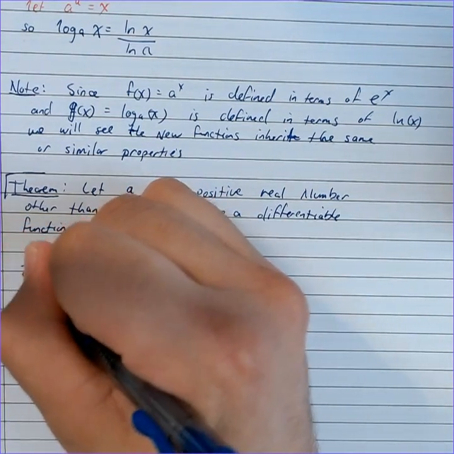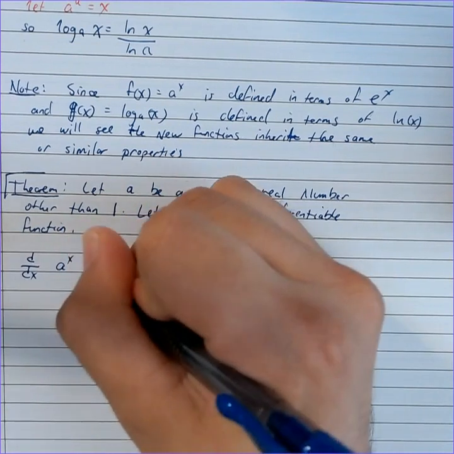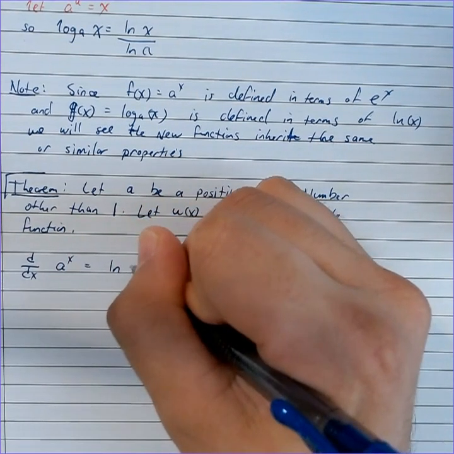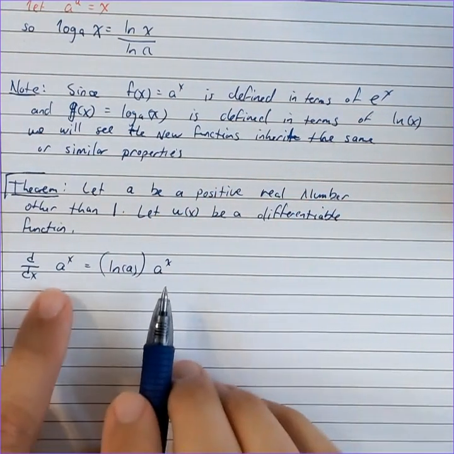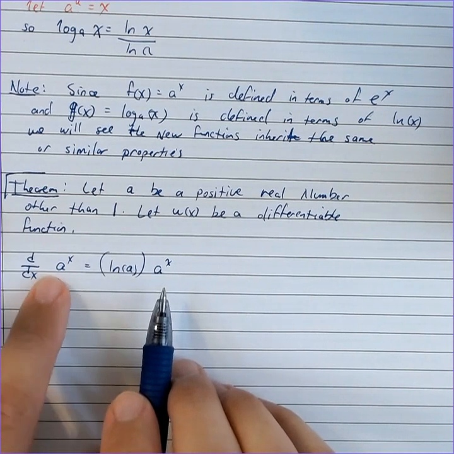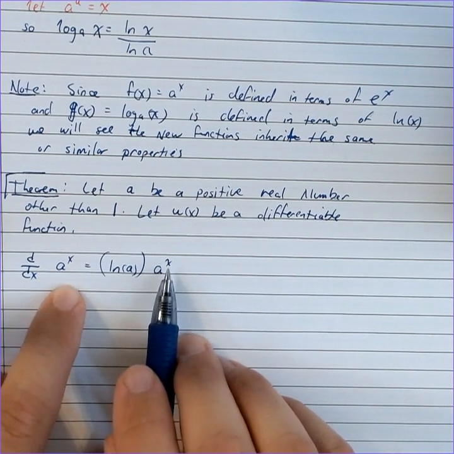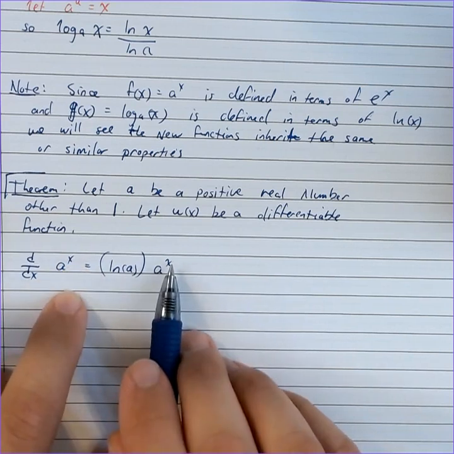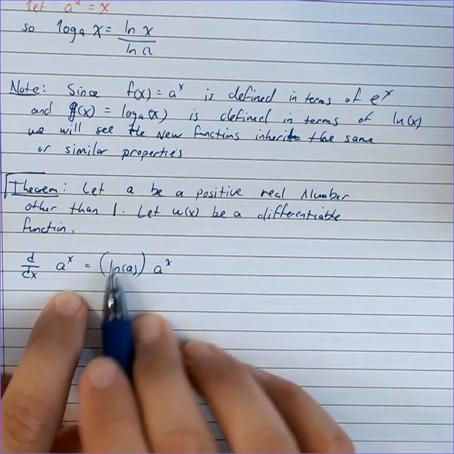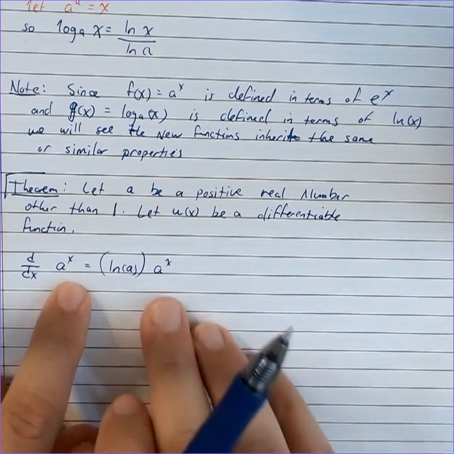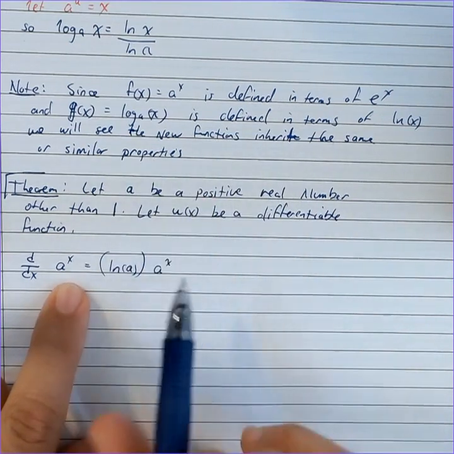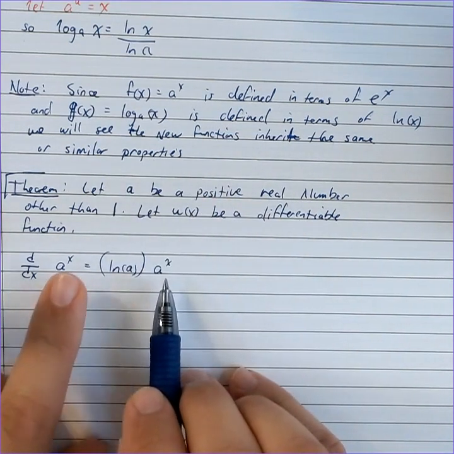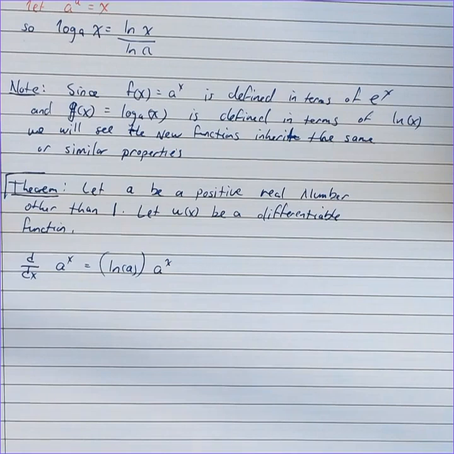The derivative with respect to x of a to the x is the natural log of a times a to the x. So you'll recall that for the exponential function with a base of e, the derivative of e to the x is e to the x. Well, here the derivative of a to the x is a to the x times some constant. So they're similar, but not exactly the same. Hence my note up here. Notice that they will either inherit the same or similar properties. Here it's not exactly the same, but it's very similar. It's not its own derivative, but it's its own derivative as long as you correct it by an appropriate constant.